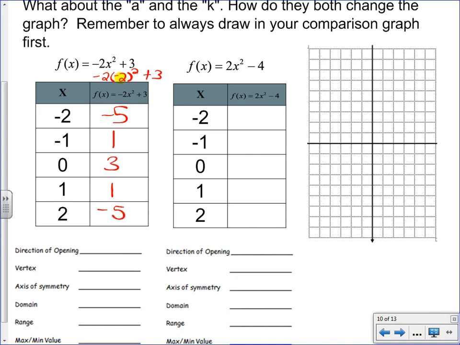Negative 5. So again, plotting this, I'm still going to plot my parent function here, which I forgot to do. That's x squared. So what will f of x equals negative 2 x squared plus 3 look like? So I go negative 2, 1, 2, 3, 4, 5. Negative 1, 1, 0, 3.